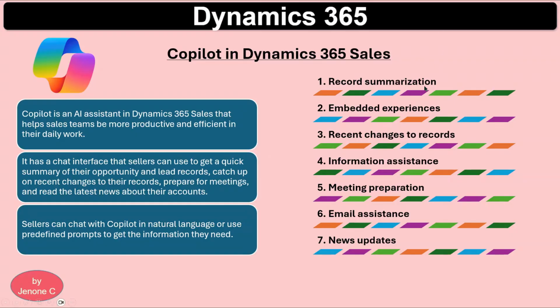Out of the box, Microsoft provides these seven features within Copilot in D365 Sales. We have record summarization, embedded experiences, recent changes to records, information assistance, meeting preparation, email assistance, and news updates. In the upcoming slides, we will see each one in detail, how to enable each feature and how to use this feature in Dynamics 365 Sales.